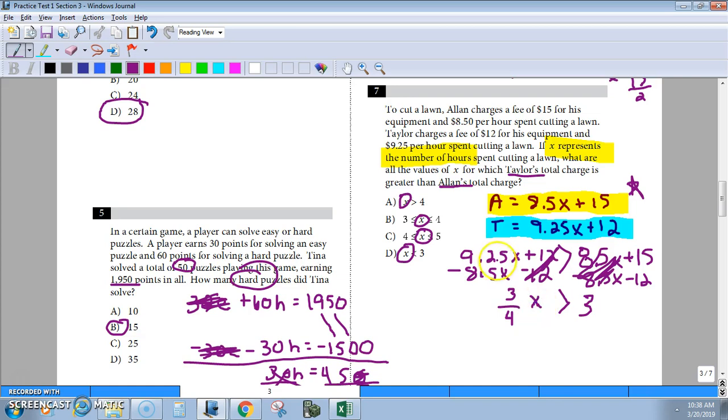Okay. So 9.25x minus 8.5x is 3/4 x, greater than 3. So to get rid of 3 over 4, we're going to multiply by the inverse, which is 4 over 3. Same on this side, 4 over 3, right? And so here, these 3's cancel out and these 4's cancel out. We just have 1x is greater than. And over here, look how easy this was with the fraction. The 3's cancel, and we're left with just the 4. Okay? So x is greater than 4. Our answer is A.